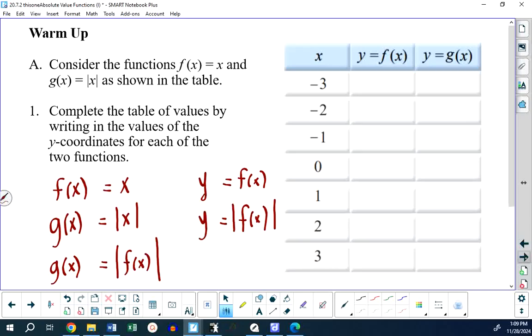Y equals f of x. What is the y coordinate on the function f of x when x is negative 3? Well, it's negative 3. Because the original function is right here. This is the original function, which means if we replace the function notation, you can just write y equals x. It's a very boring function. Every point on the function f of x has an x and a y coordinate that are equal because the rule for that function is y equals x. So we can fill this in. This is -2. This is -1. This is 0. This is 1. This is 2. This is 3.